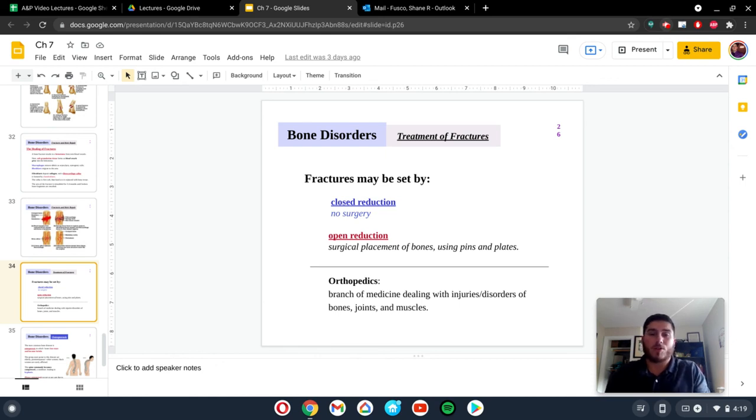Last thing here is just a term, orthopedics, and this is the branch of medicine dealing with injuries or disorders of the bones, joints, and muscles. So with that said, this is the end of bone disorders, specifically the end of how to treat fractures.